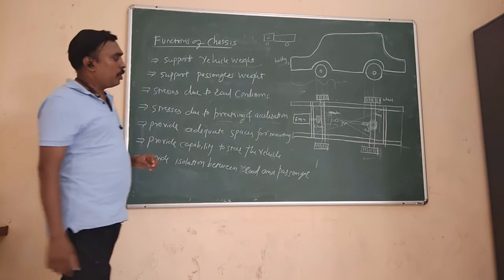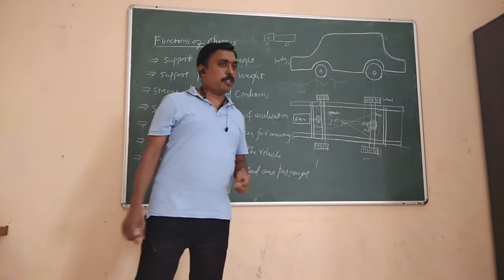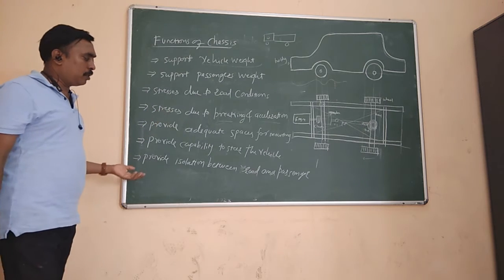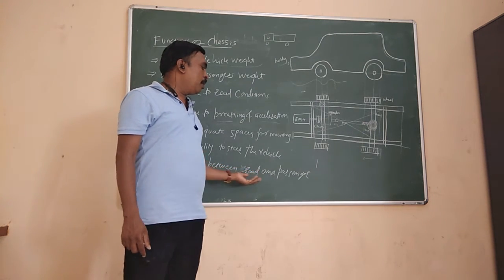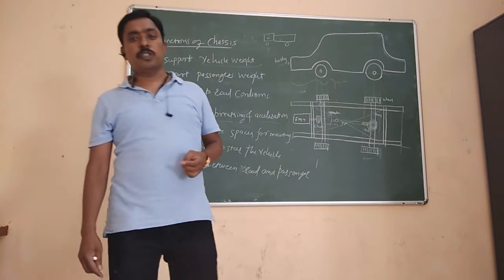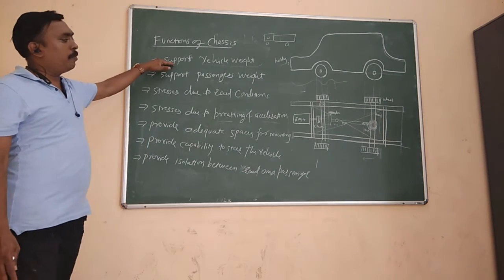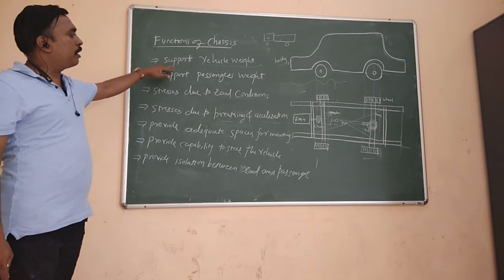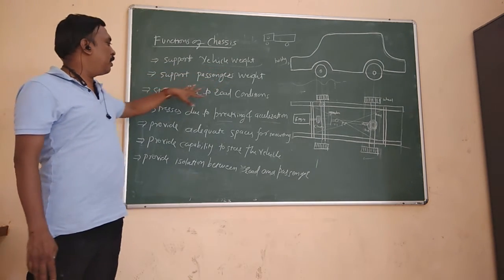And the most important thing, as we know, is that it needs to isolate the passengers from the road, if it is a passenger vehicle, which means it should have a proper suspension system. So these are the important functions of the chassis: it should take the weight of the vehicle, and the weight of passengers or goods.